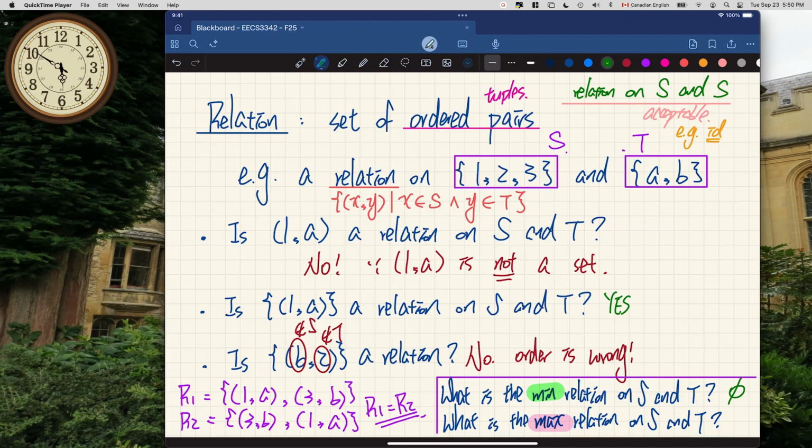Cartesian product, exactly, right? So S cross product T. S cross product T is going to give you, for example, 1A as a pair, 1B, and then 2A, 2B, 3A, and 3B, right? It gives you all the possibilities. Okay, that's a cross product.